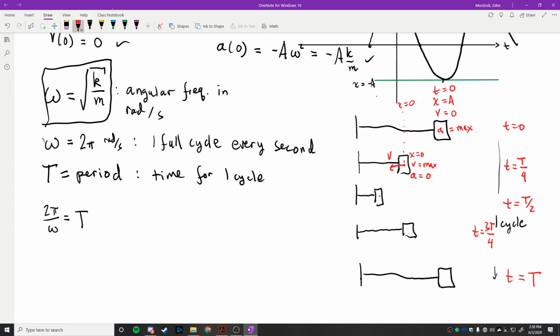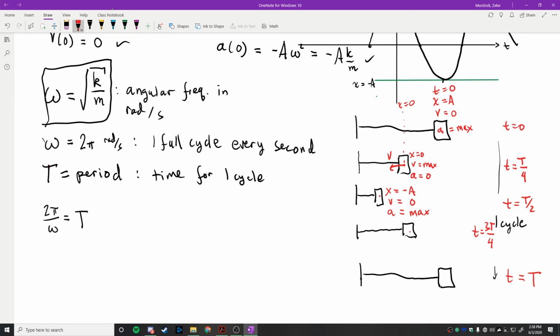When the object gets to this point right here, it basically is the opposite of the first position. At this point, the velocity is now equal to 0. X is equal to negative A. Velocity is equal to 0. And the acceleration is now at maximum.